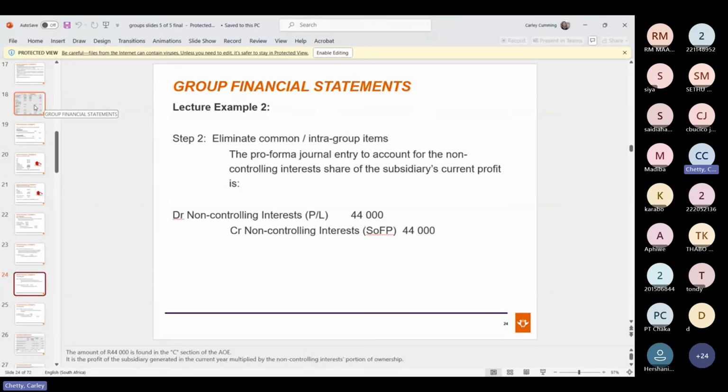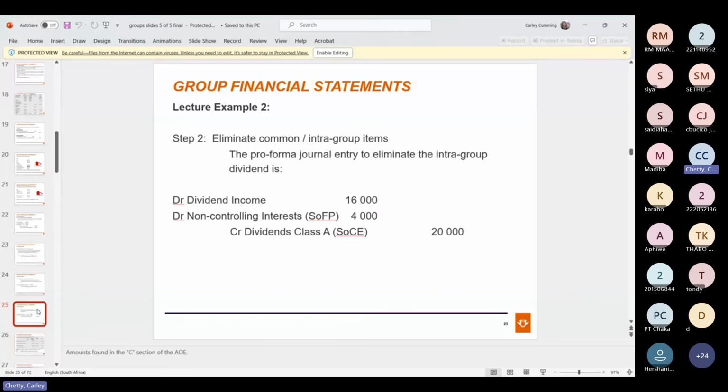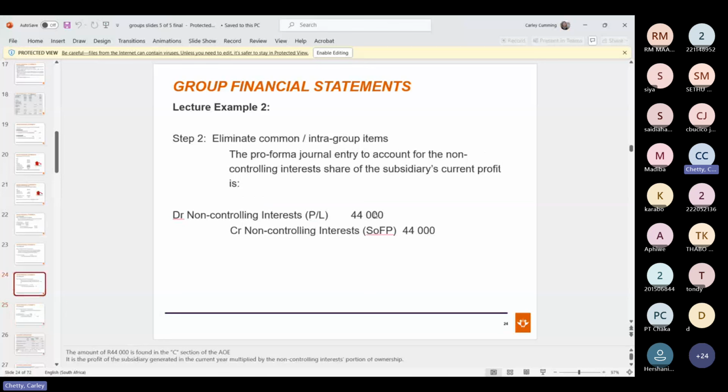Are we going to give NCI a portion of that too? In the current year, we had a profit after tax of 220,000, and the NCI gets 20% of that. So we need to show a journal and give NCI their share of the current year profit. We are going to debit non-controlling interest with 44,000, and credit non-controlling interest in the statement of financial position with 44,000.